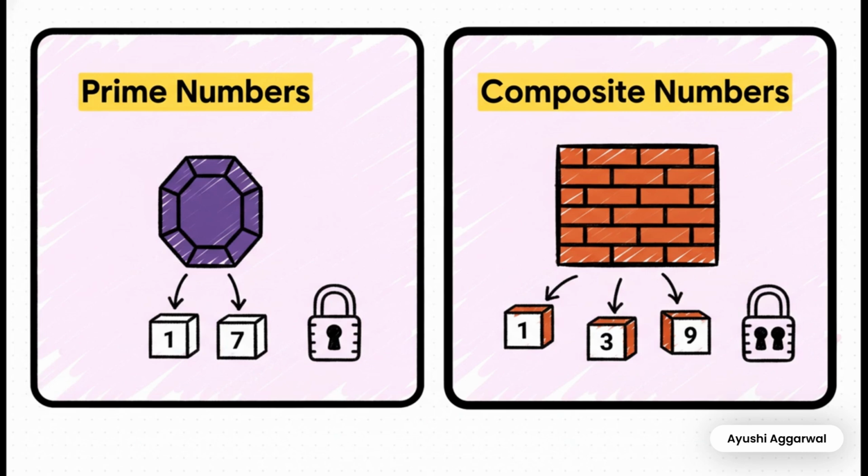Now, a composite number is different. It has more than 2 divisors. Like the number 9. You can divide it by 1, 3, and 9. See? The whole game is about the number of factors.